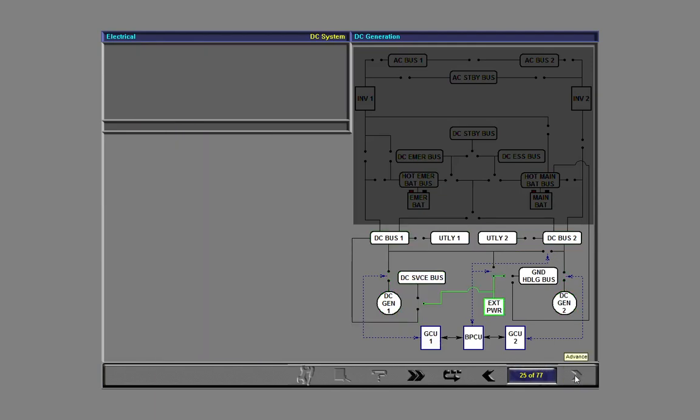Before going on to look at DC accumulation, try these questions. What annunciations would you expect to see on the electrical panel given the current configuration of the schematic?